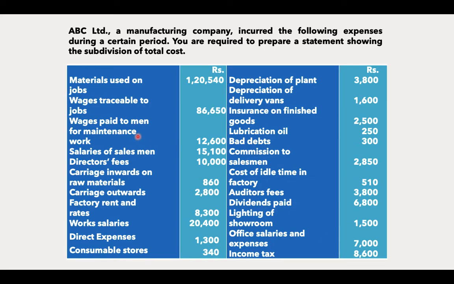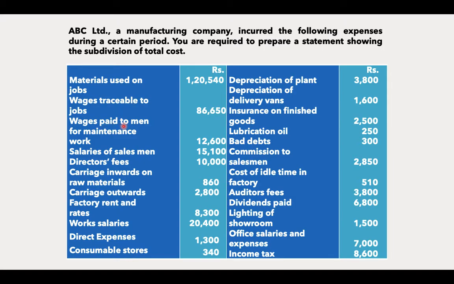The first one we have is materials used on jobs. So it refers to the direct materials. It is actually 1,20,540. While calculating prime cost, we have to use this one. Then wages traceable to jobs. It refers to the direct wages. Please keep it in mind. So it is 6,650.